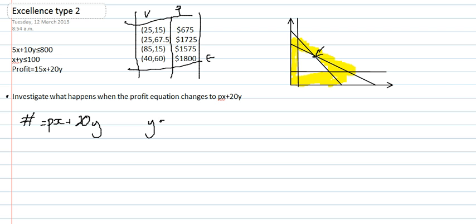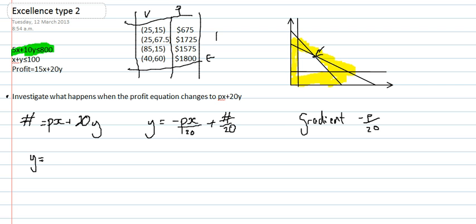So I'm going to get y equals minus px over 20 plus my number over 20, and then I'm pretty much going to ignore this last bit because I'm only actually interested in my gradient. So my gradient is minus p over 20. And if I look at my gradients from my two lines up here, so first off my green line, which is that one, if I rearrange that and find that gradient, I'm going to get y equals minus 5x over 10 plus 800 over 10.